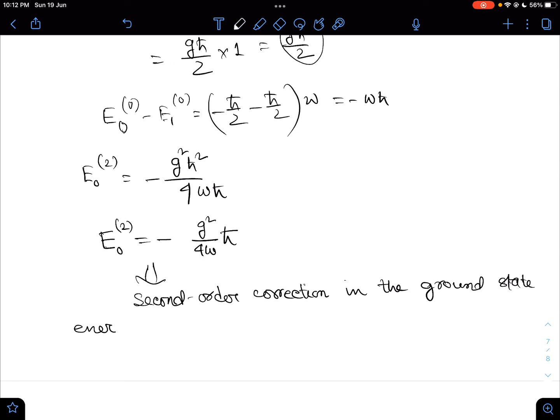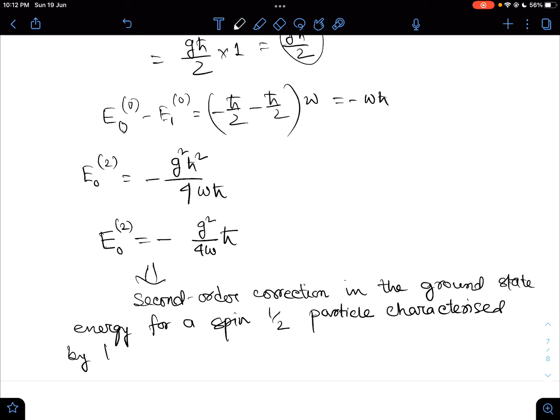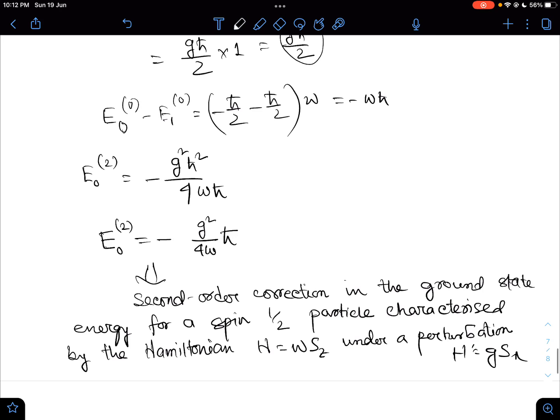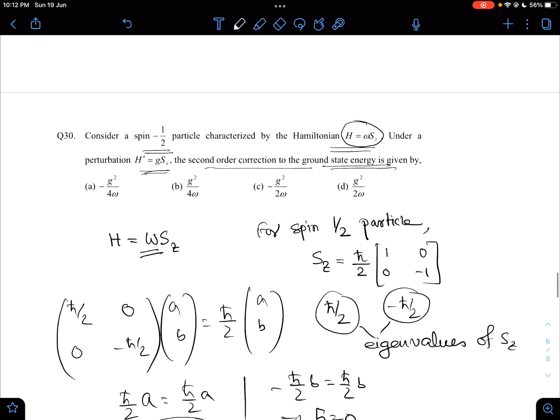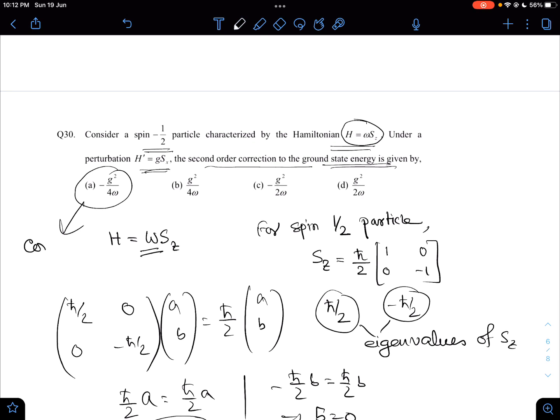In the ground state energy for a spin half particle characterized by the Hamiltonian H equal to omega Sz under a perturbation H prime, which is g Sx. So our correct option is this. So this is our correct answer.